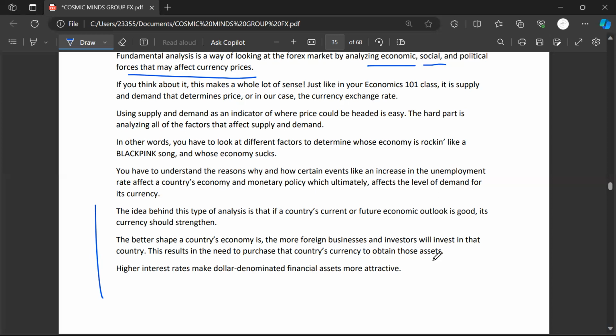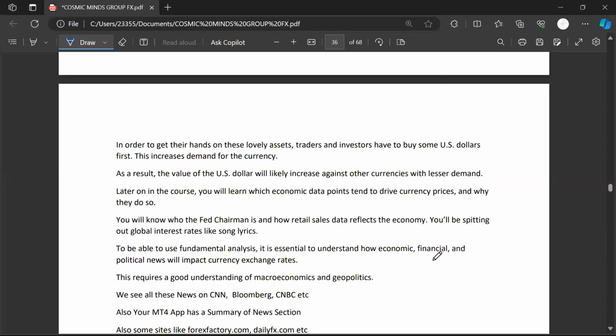Higher interest rates make dollar-denominated financial assets more attractive. Right, that's simpler now. In order to get their hands on these lovely assets, traders and investors have to buy some US dollars first. So we are assuming that you are in the US, you are investing in the US. That's what it is. This increases demand for the currency. As a result, the value of the US dollar will likely increase against other currencies with lesser demand.